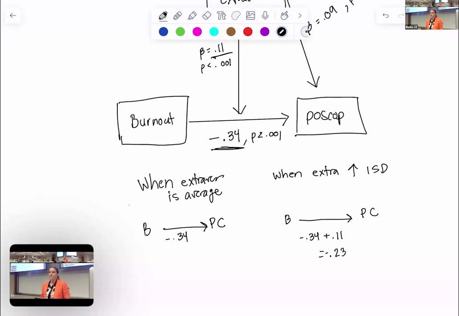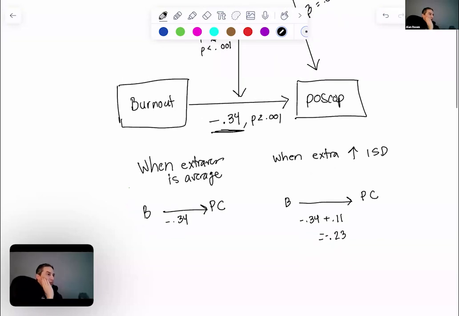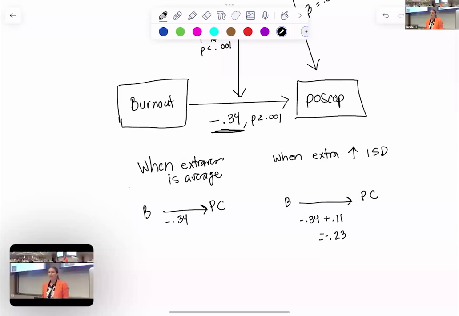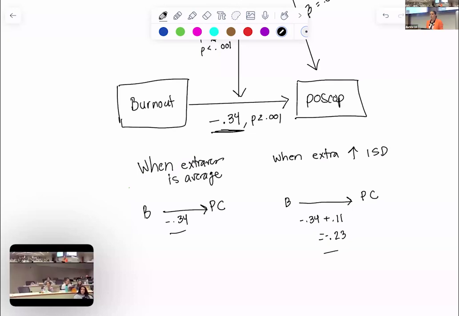So what happens when extroversion goes up? What happens to the slope? It moderates the relationship between burnout and pos coping. How? What happens to the slope? Can we compare 0.34 and 0.23? So what happens to the slope when extroversion goes up? It decreases, right? It gets weaker, right? It gets weaker. That's a buffering effect, right? Because we're talking about the effect of something bad on something good, right? Oh, this bad thing hurts this good thing, negative 0.34. It hurts it less when extroversion is high. Now, let's look at what that looks graphed.